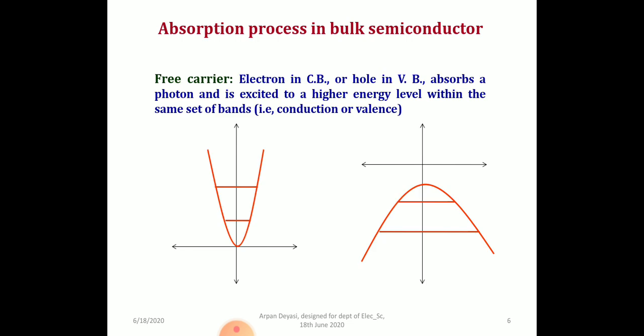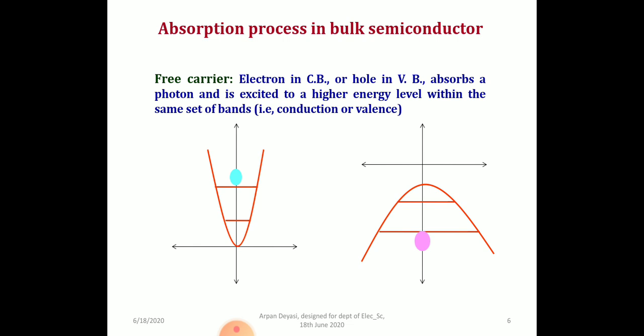Next, I am coming to the free carrier. What is free carrier? An electron, when it absorbs a photon, goes to a higher energy level inside the conduction band, or the hole which stays in the valence band absorbs a photon and goes to a higher energy level inside the valence band. That means free carrier, when I am considering the term, is an intraband transition for bulk.